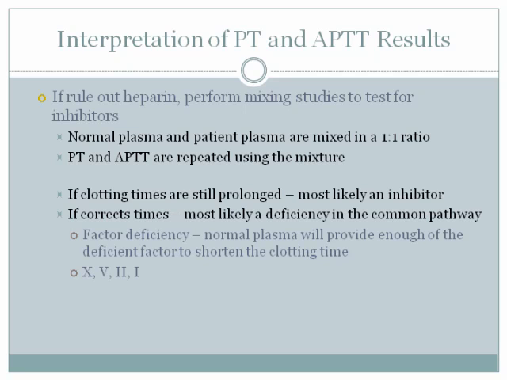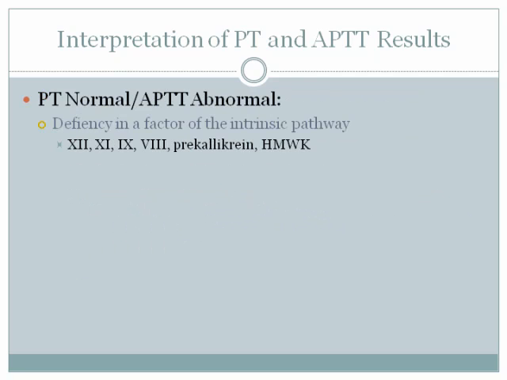All right. I am going to skip this slide. I don't need you to have to look at that. All right. We have a normal PT, but an abnormal PTT. Now, in this case, I gave you the answer. Because just the APTT is abnormal, it has to only be the factors that are unique to the intrinsic pathway, which are 12, 11, 9, 8, pre-K, and HMWK.